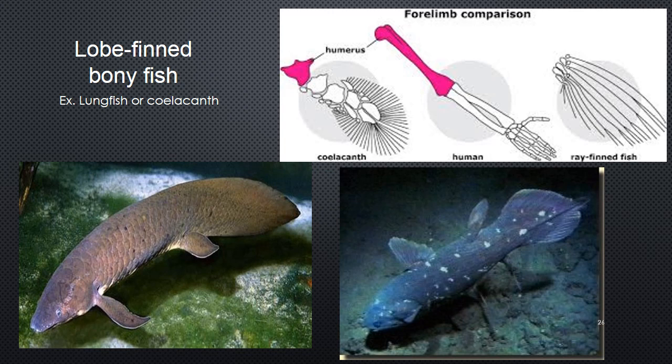Our lobed fin fish, the main one that people talk about is the lungfish. If you look up here on the top right, it compares the different appendages. Here we have our lovely human, with all our phalanges, and our ray finned fish, where the rays come out from a central area and just fan out like that. Our lobed fin fish, such as the lungfish, it really is exactly that.